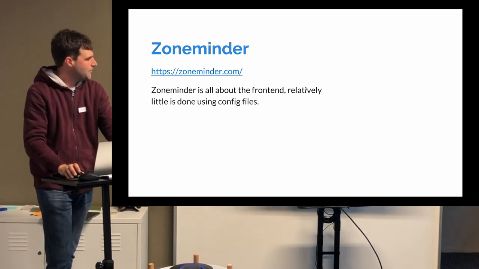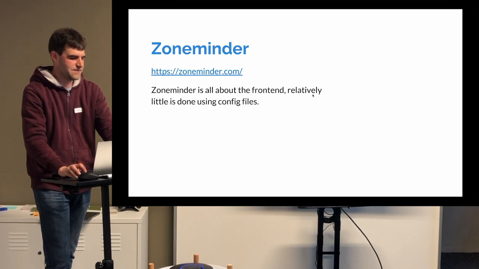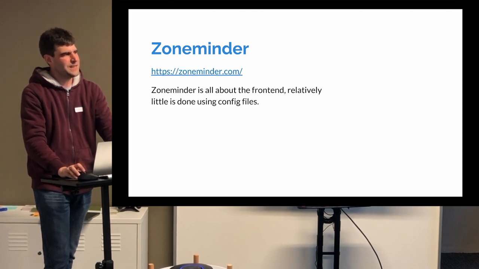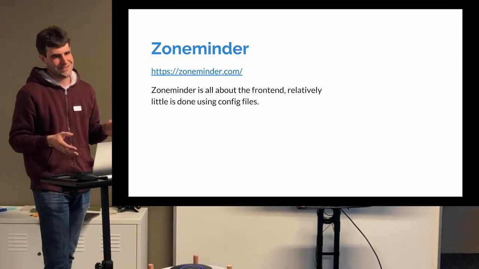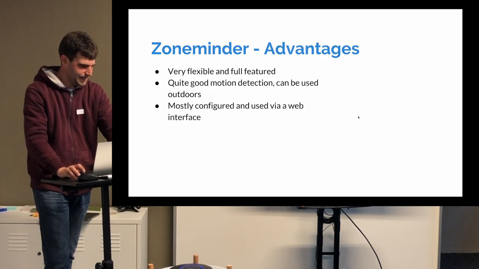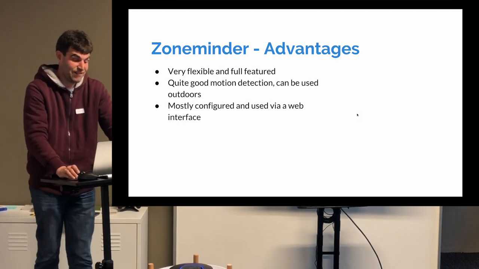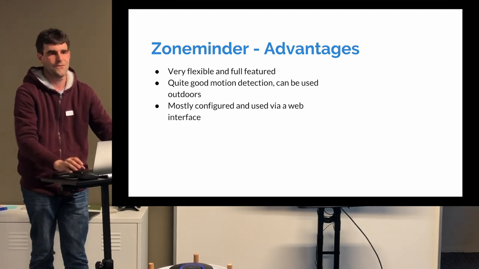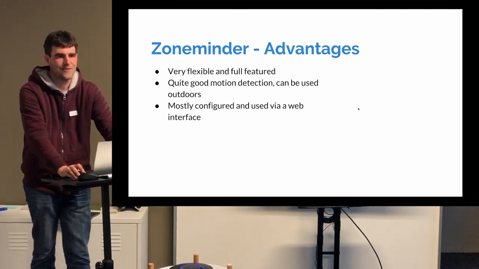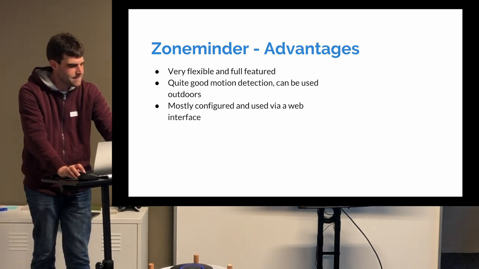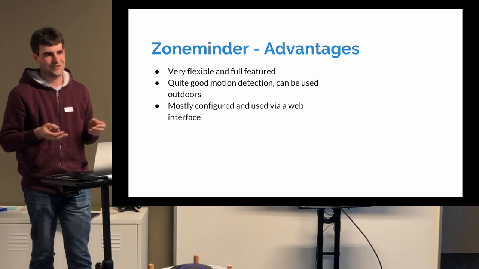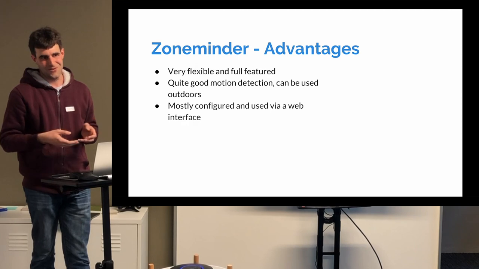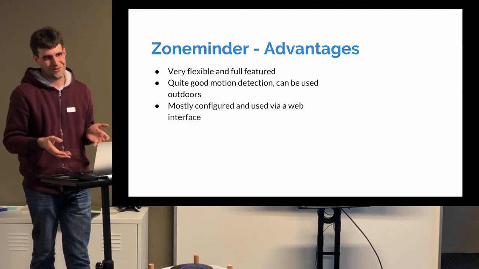Yeah. The next thing I'm going to talk about is Zoneminder, which is a PHP, Perl, and I believe C application, which basically does the same sorts of things as Motion, but provides a user interface. The advantage of this is it's very flexible and very full featured. There's a huge depth of features in it. I've not explored them all. Compared to Motion, it's got quite good motion detection. I've had hardly any false alarms with it. When it goes off, it's generally because I'm leaving the house or coming home or somebody's on the deck at home.